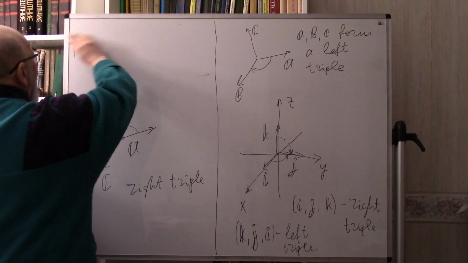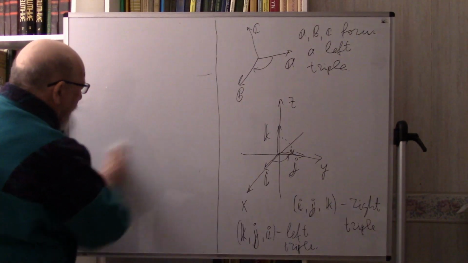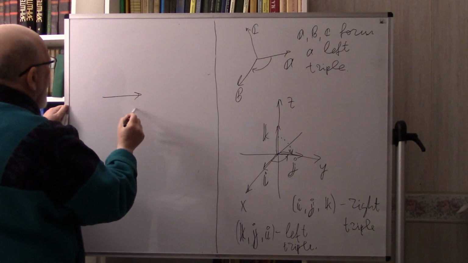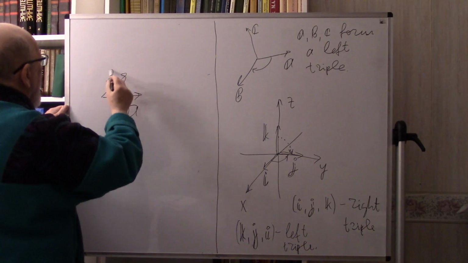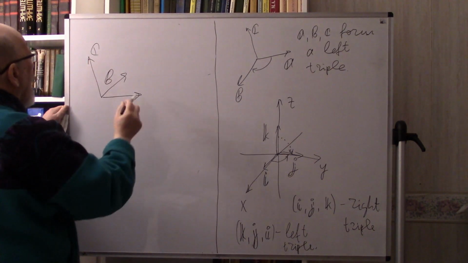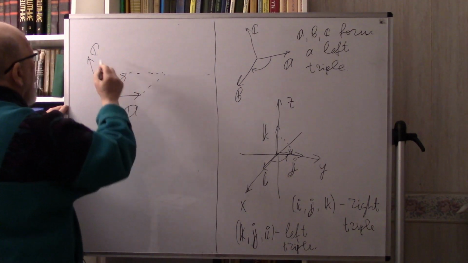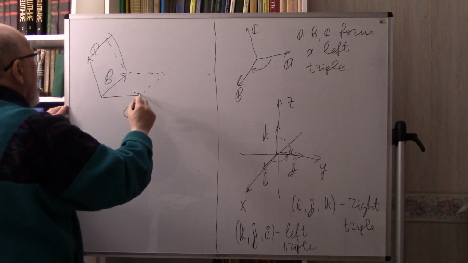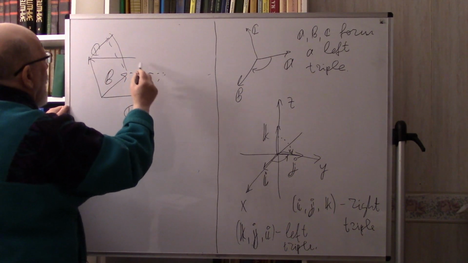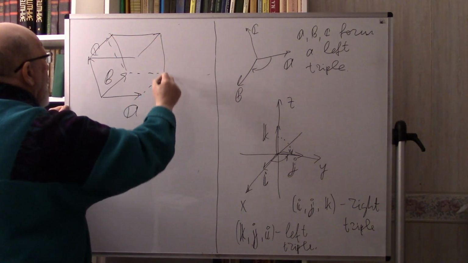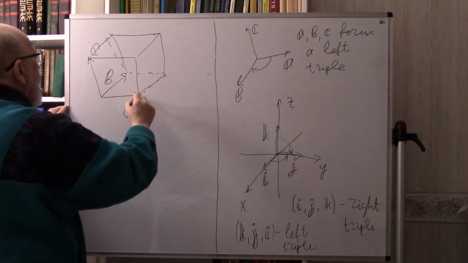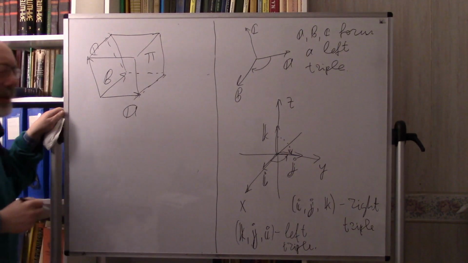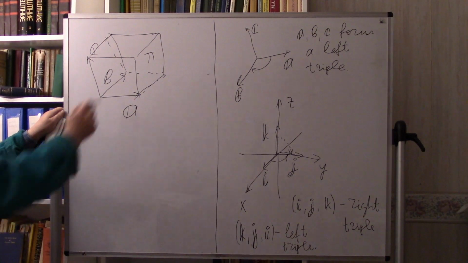Let me give a definition. Suppose we have three vectors. Denote them A, B, C. So this is vector A. This is vector B. And this is vector C. Consider the parallelepiped which is defined by these vectors. Let's denote this parallelepiped by the Greek letter capital pi.